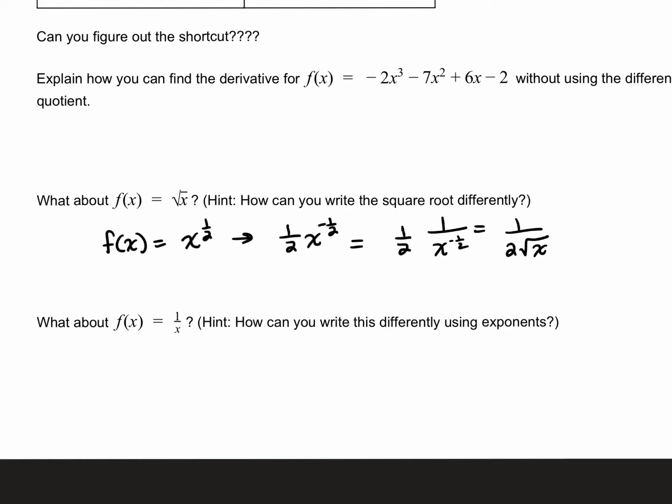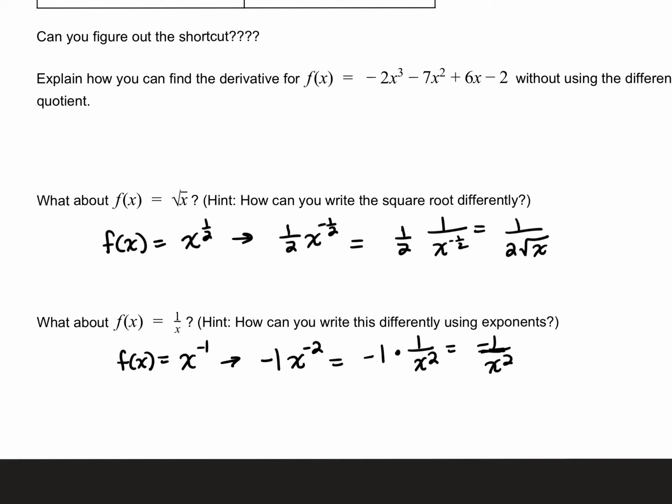And then with f of x equals 1 over x, once again, we can think of that as x to the negative 1 power. And then the same thing that we did before, we take that negative 1, multiply it by the number out in front, and reduce whatever the power was by 1. So negative 1 reduced by 1 is negative 2, which becomes negative 1 times 1 over x squared, which is that negative 1 over x squared that we've been seeing as our answer in those problems.